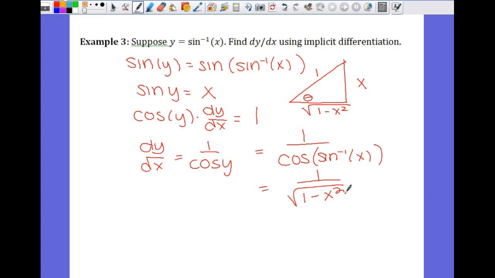Once you prove it once, you don't have to. So you're going to memorize this, essentially. The derivative of sine inverse is 1 over the square root of 1 minus x squared.